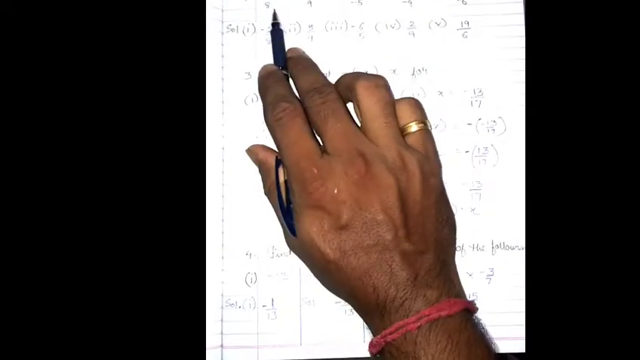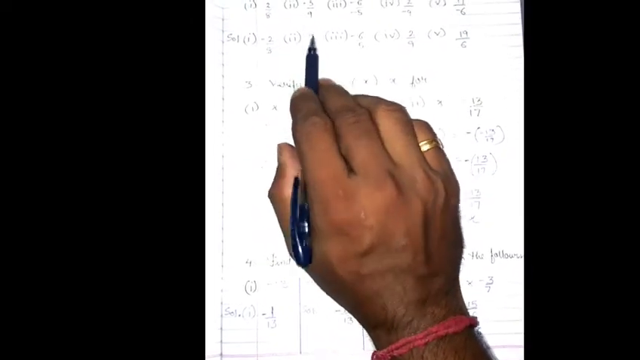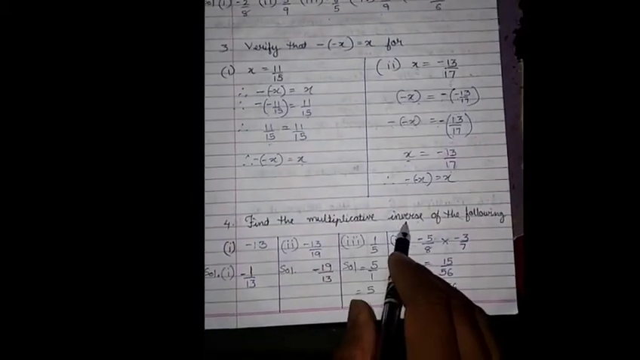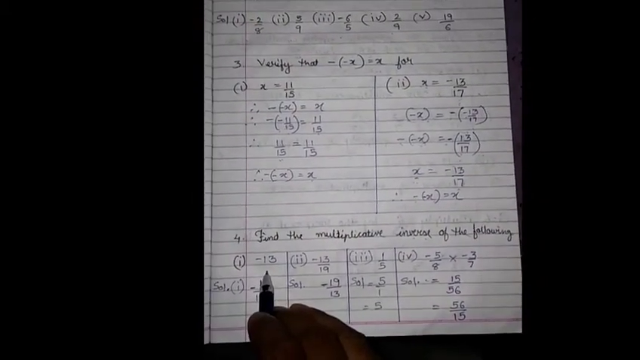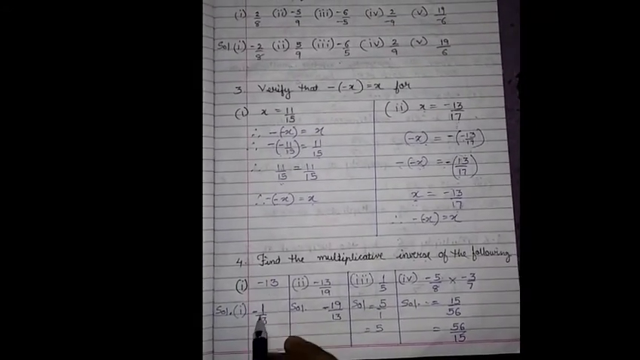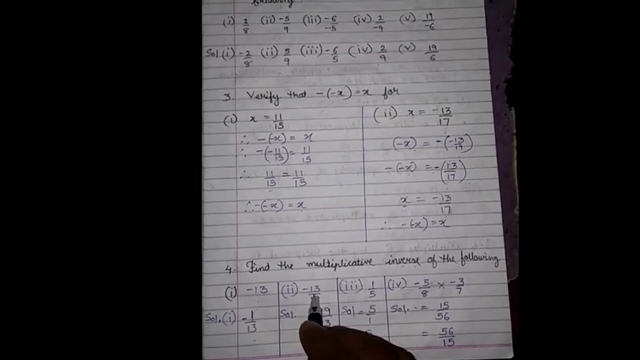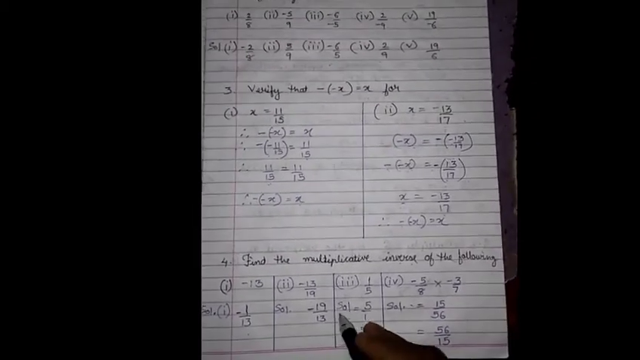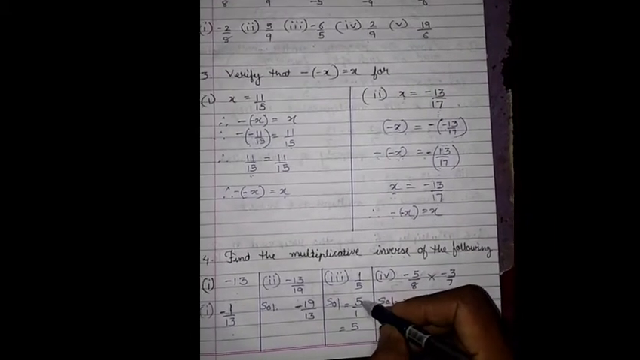Now let us move toward our next question, that is question number 4. Find the multiplicative inverse of the following. Now in additive inverse, what we used to do, the positive integer becomes negative and negative integer becomes positive. But in multiplicative inverse, you just need to do the reciprocal. Whatever the integer value given, you just need to do the reciprocal. If negative 13 is given, make it minus 1 upon 13. If minus 13 upon 19 is given, make it 19 upon 13. You just need to reciprocal it. Numerator will go in denominator and denominator will come in numerator. Now 1 upon 5 is there, so it will become 5 upon 1. Its value becomes 5 only, because 1 has no value.